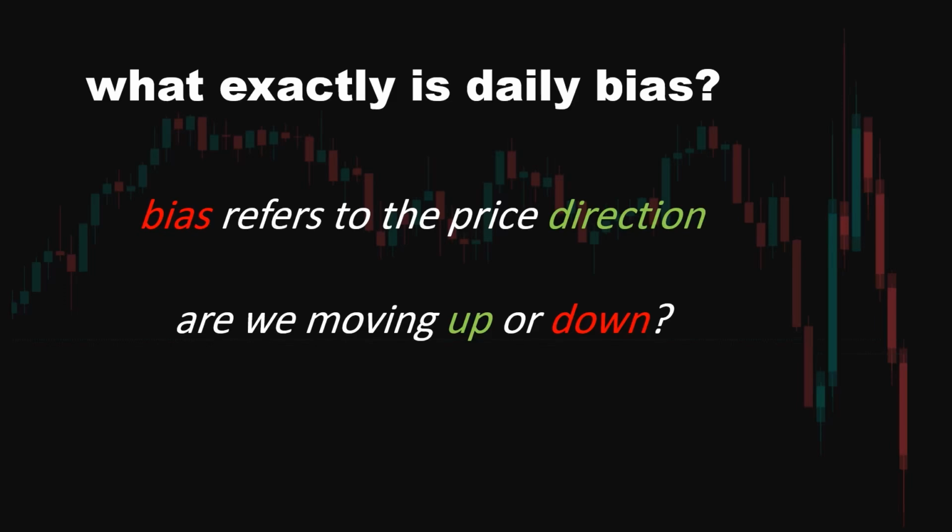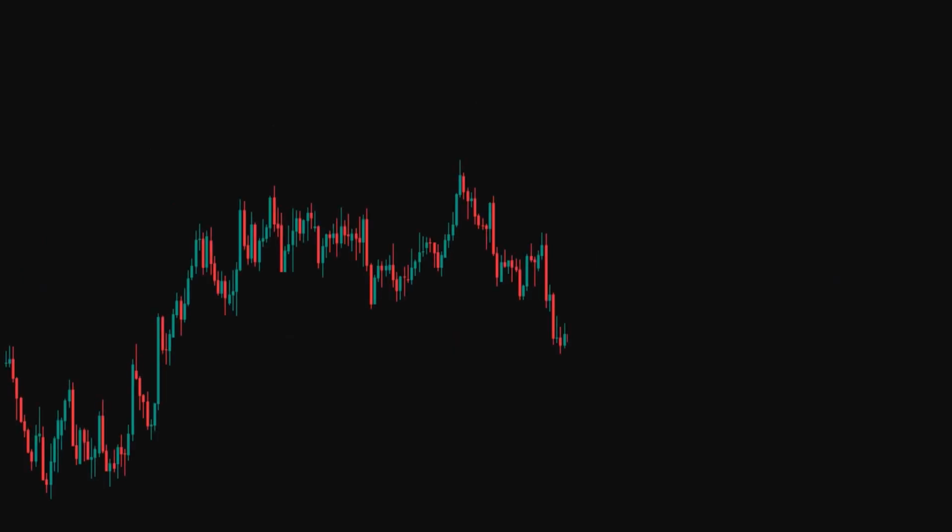Bias is not a fixed element. It is not always clear what the market will do at every moment of the day. Daily bias is simply the direction you anticipate the current daily candle to close. In simple terms, you know whether buyers or sellers are in control. Are you bearish or bullish?